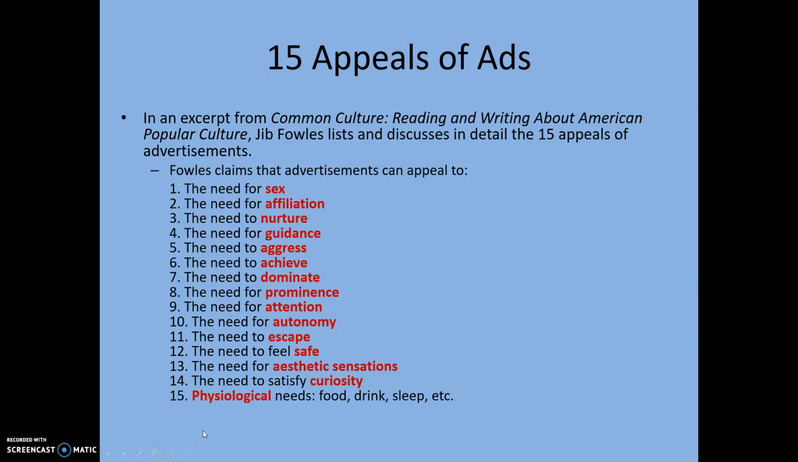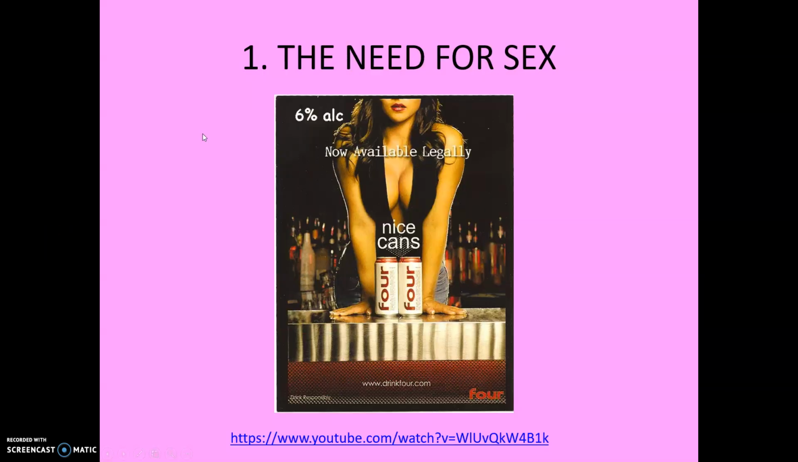These are 15 prime emotions that the audience is supposed to feel when they watch or look at advertisements. And notice that number 1 is sex. That's no surprise, because the sex appeal has existed for so long, especially in the United States. The sex appeal does not have to be graphic or explicit. It just has to allude to sex. And this is, believe it or not, a natural instinct. It's a natural desire, and the need for sex is an emotion that humans have.